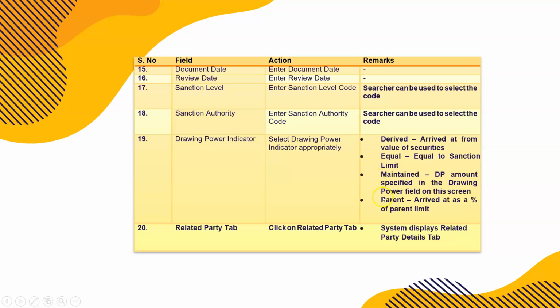Equal means equal to the sanction limit, right? Maintained DP amount is specified in a drawing power field as per the screen. And parent, when we open a limit tree here, we can assign percentage here also, right? So this I'll be explaining when I give you limit node maintenance, HLNM, in different videos. Related party tab details have to be visited mandatorily. Even if it is a proprietorship or OPC, we have to visit this.